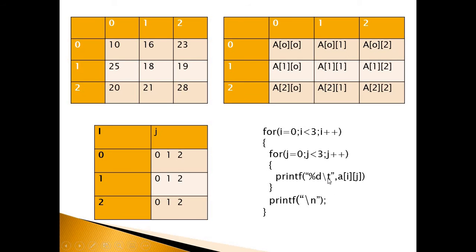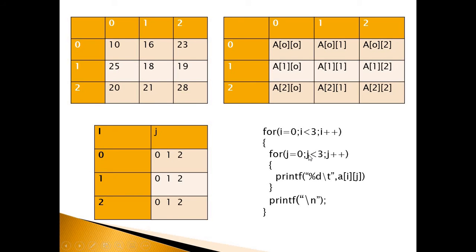As we have used \t here, \t indicates that after printing the first value, the cursor moves to the next tab position. There should be some gap between the values. For that we are using \t here. So after printing 10, that is the first value, it increments the value of j. j becomes 1.